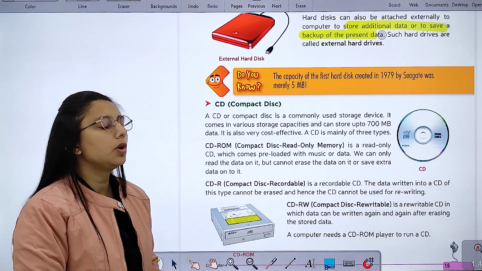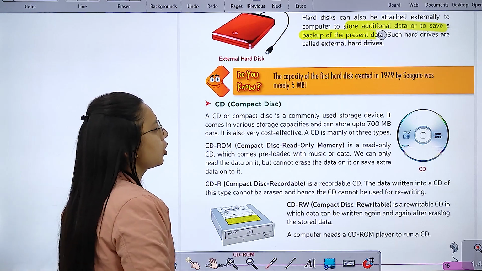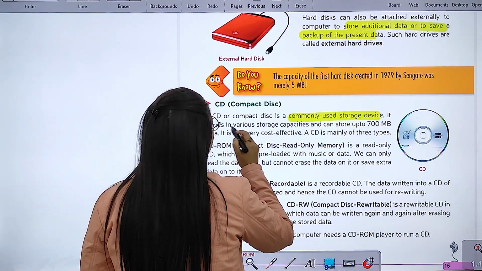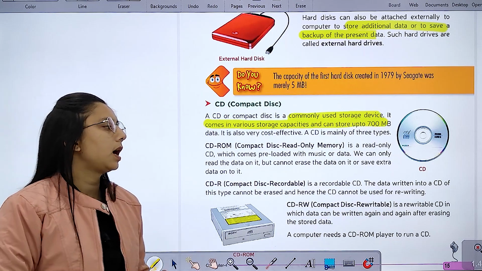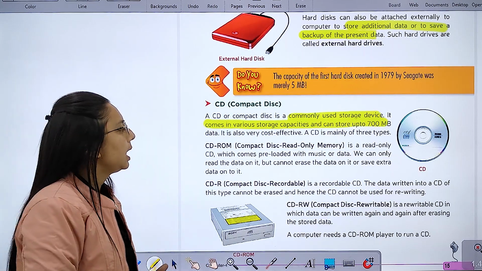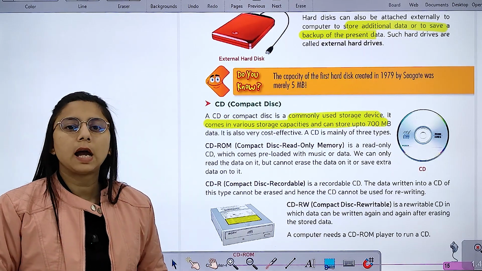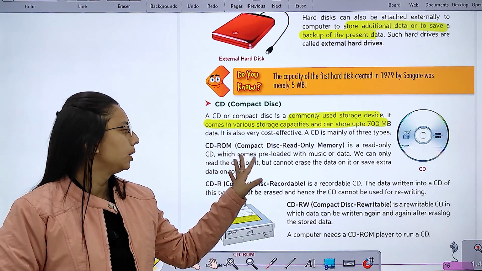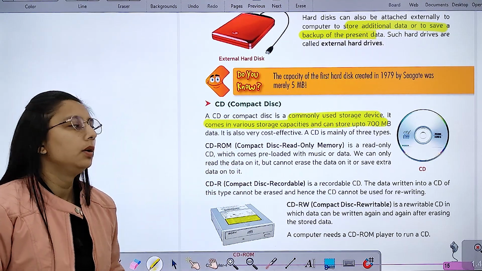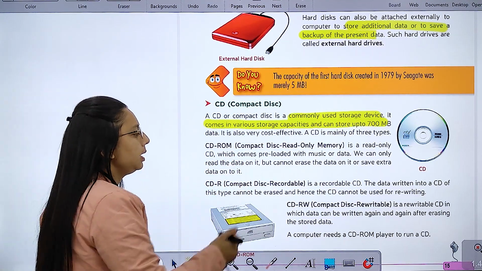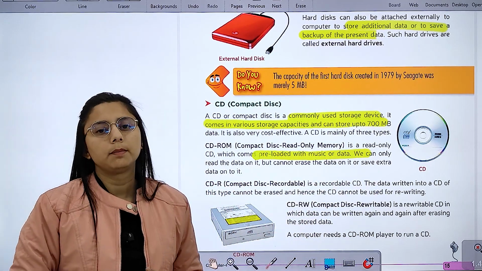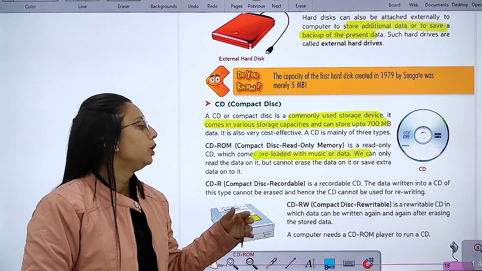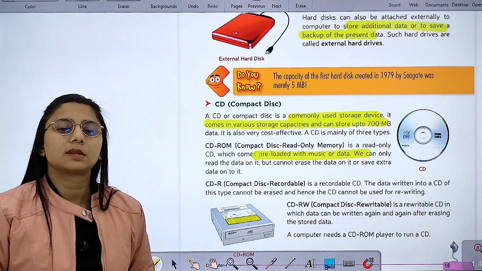Next is CD, which is called compact disk, and it is a commonly used storage device. It comes in various storage capacities and can store up to 700 MB of data. It is very cost effective. We have three types. CD-ROM means compact disk read-only memory. It only reads, and comes pre-loaded with music or data. We can only read the data, but we cannot erase the data or save extra data.